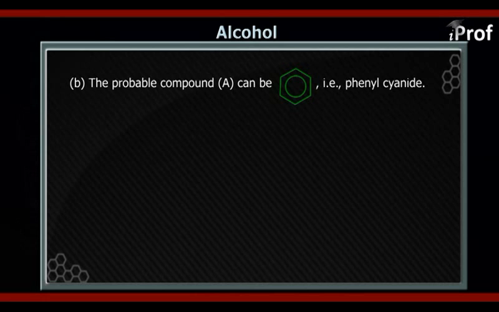and then you have strong reasons to say that the group over the ring will not have any hydrogen. Therefore, the most probable structure of A can be phenyl cyanide.